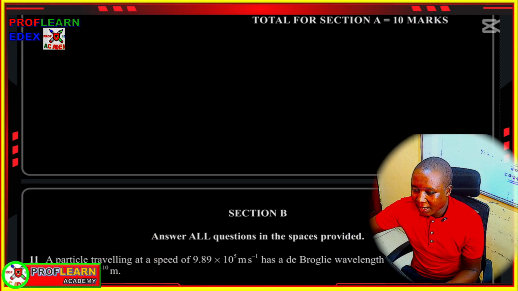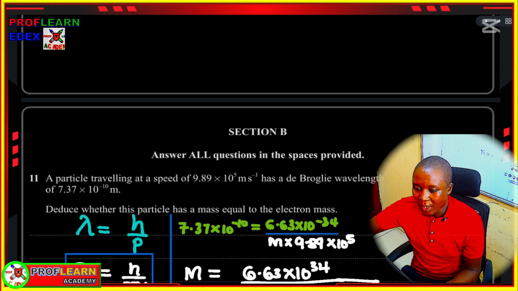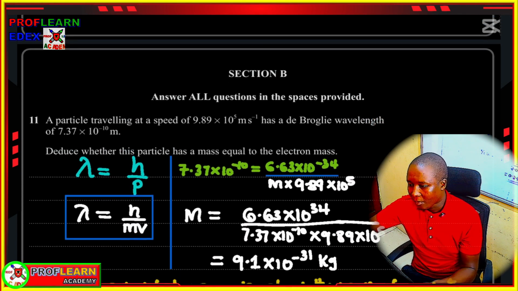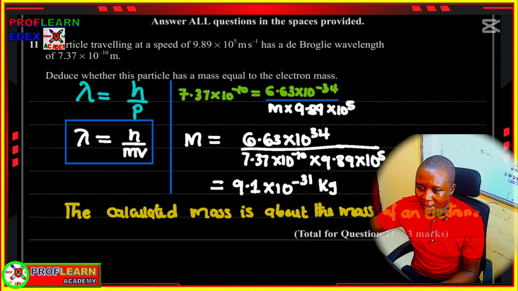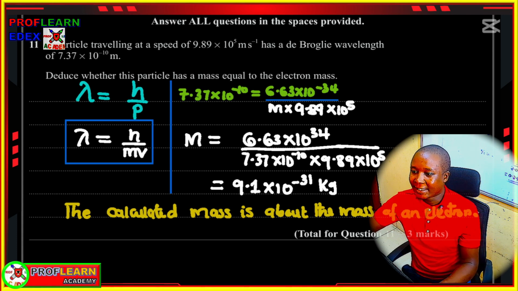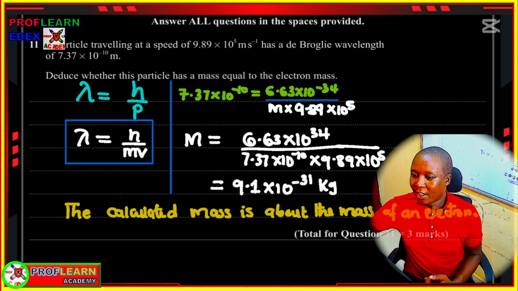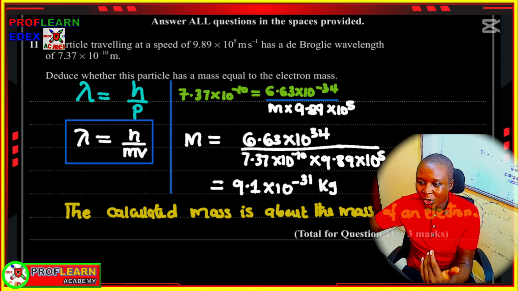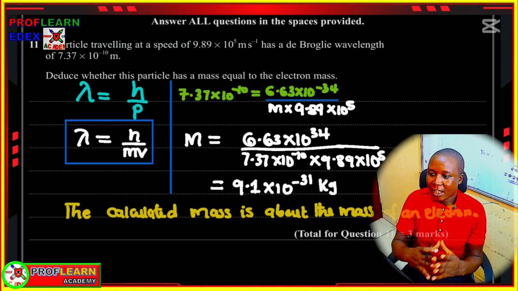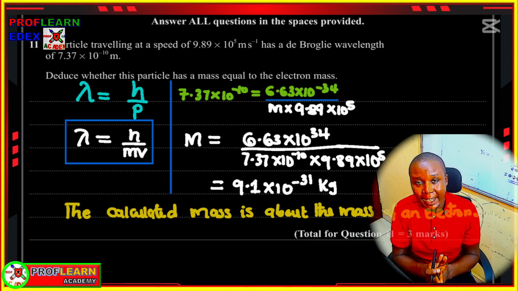Now let's change gear and look at how to answer theory questions, and we have structured questions here. A particle traveling at a speed of 9.89 times 10 raised to the power 5 meters per second has the de Broglie wavelength of 7.37 times 10 raised to the power -10. We are supposed to deduce whether the particle has a mass equal to the electron mass.